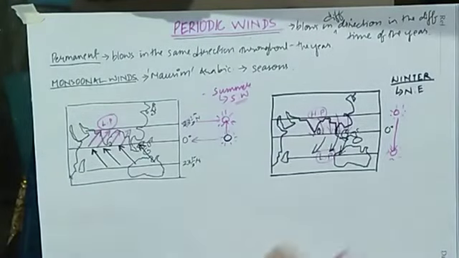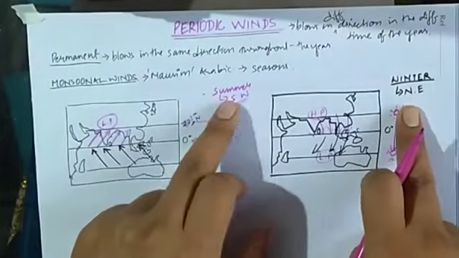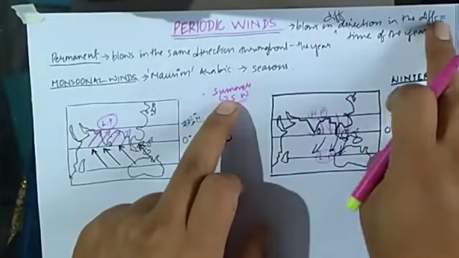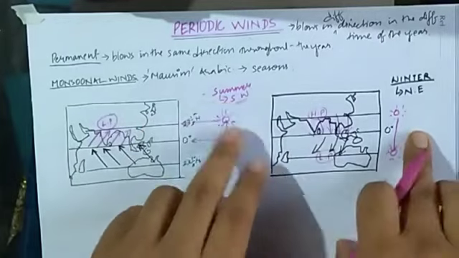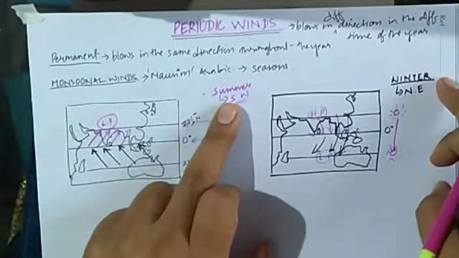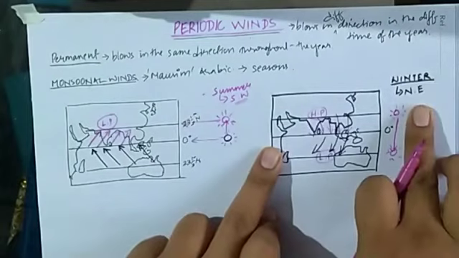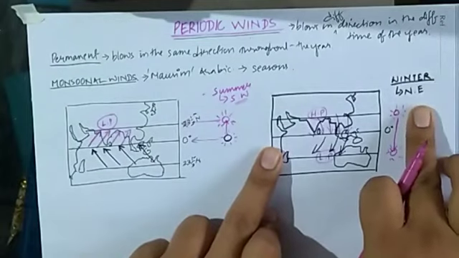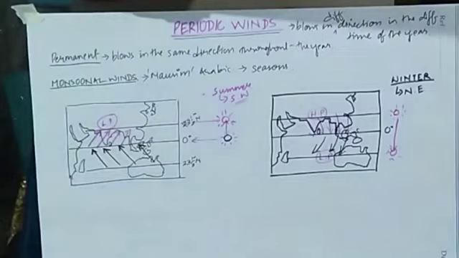Now here students, if you see, the periodic winds blow in different directions at different times of the year. Means in the summer it is blowing in the southwest direction, and in the winter it is blowing from the northeast direction. Understood? So this is the best example of the occurrence of periodic winds.